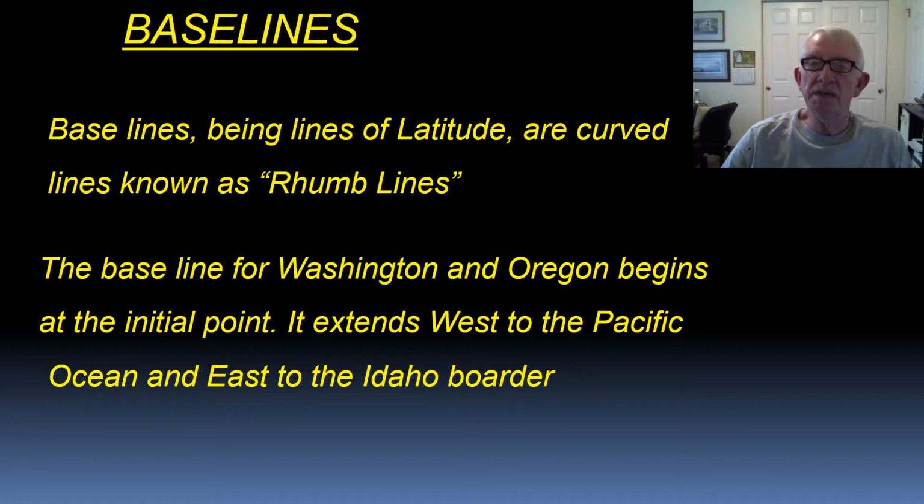Baselines, being lines of latitude, are curved, and these lines are known as rhumb lines. The baseline in Washington and Oregon, as I told you before, begins at the initial point, extends west to the Pacific, and east to the Idaho border.